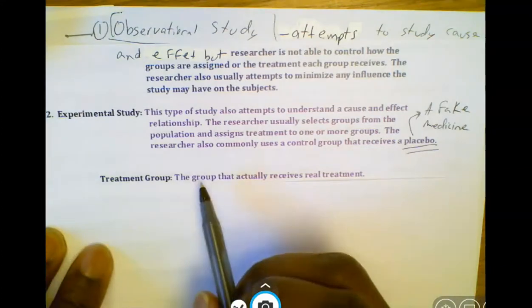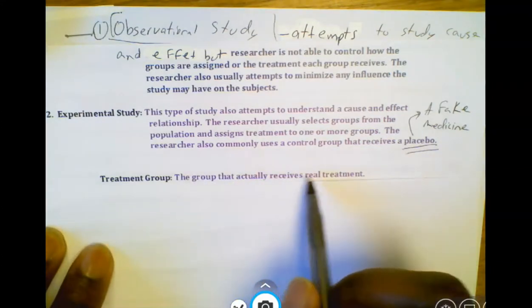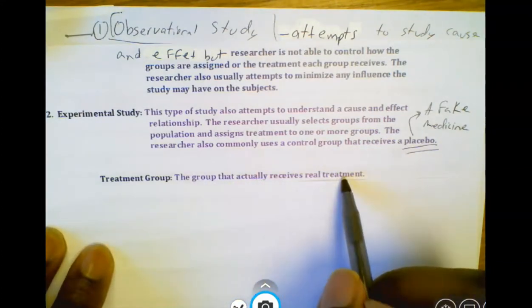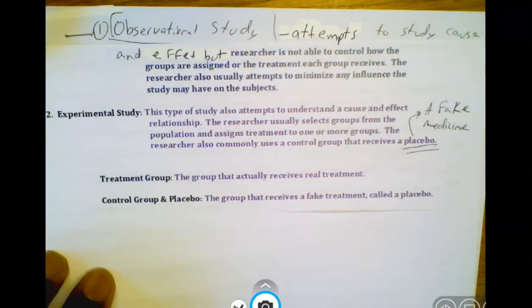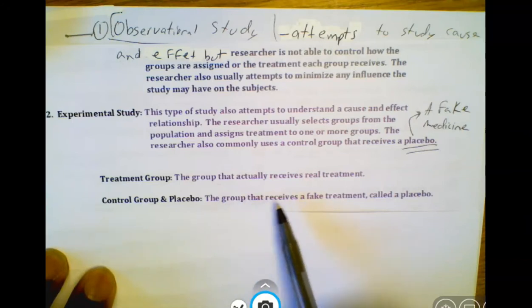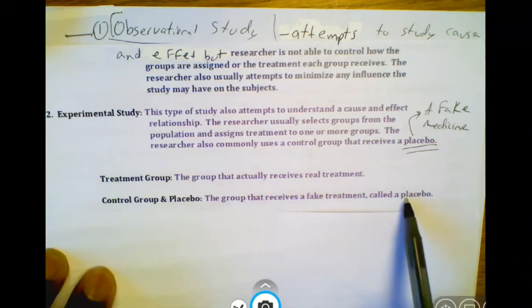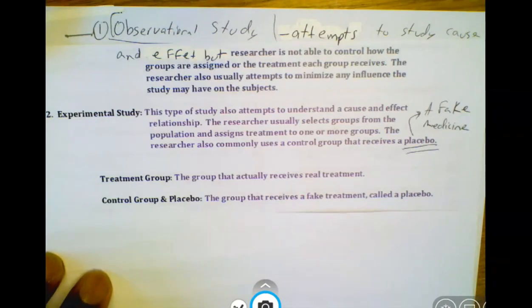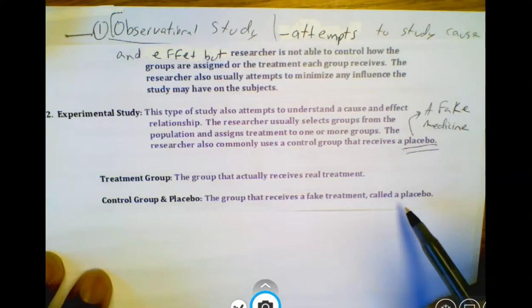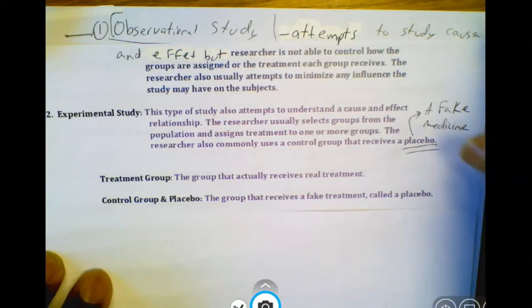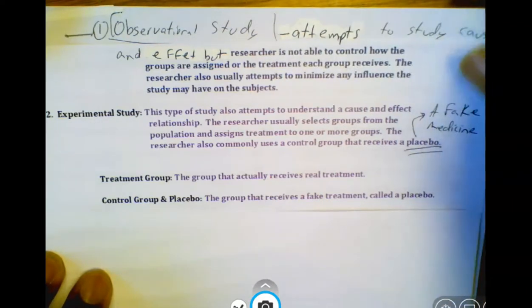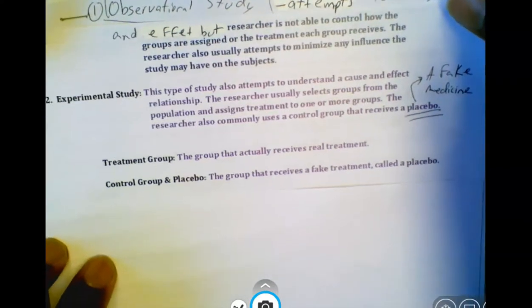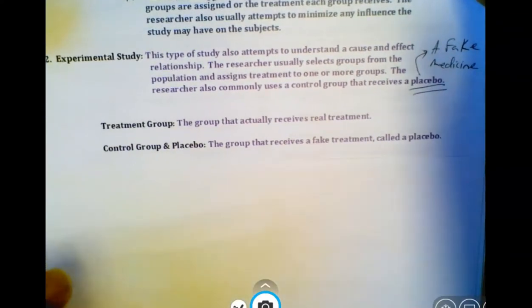All right, the treatment group. This group actually receives the real treatment, actually receives the real medicine. And the control group, this group receives the fake treatment called a placebo. So that's a fake treatment or fake medicine that doesn't do anything. Some people actually claim to have some changes, but we know they had a placebo, so we know that they shouldn't have had any changes happening. Any change they report, they would have made up because they had a fake.